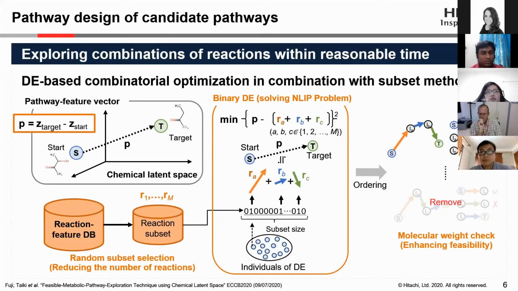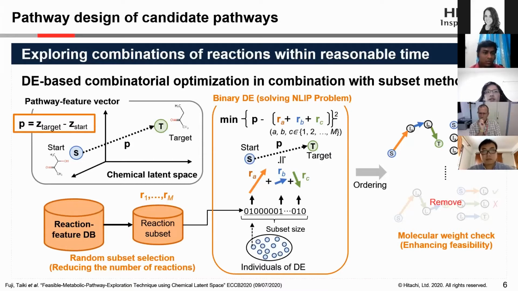The minimization problem is dealt with as a nonlinear integer programming, NLIP, problem. Since it is difficult to apply optimization methods using differentiation to an NLIP problem, the binary differential evolution algorithm is utilized for solving the problem. To reduce the calculation amount and enhance search efficiency, M-size reaction feature vectors are randomly selected from the reaction feature DB and built as a reaction subset.